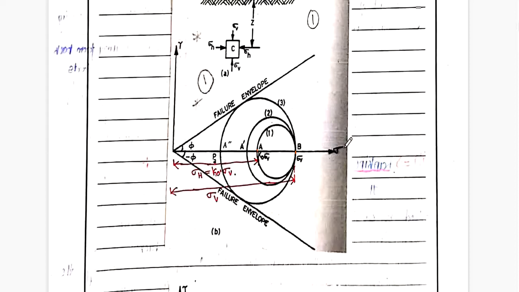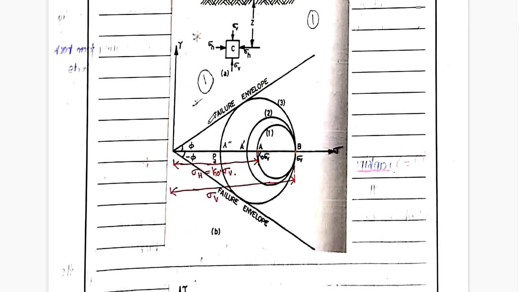Okay, or else I can call it as a normal stress and shear stress. So due to the normal and shear stress, the combination of these two is going to make the material fail. I'm just explaining briefly about the Mohr circle. So the combination of these two stresses is going to make the material fail.